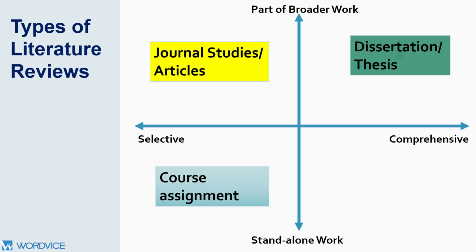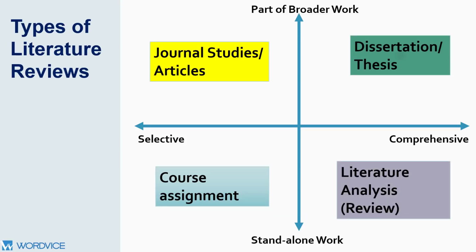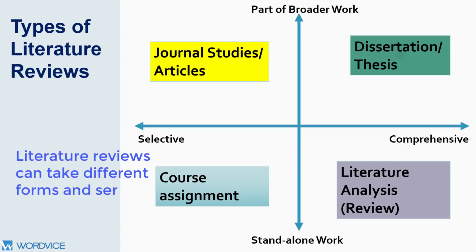A majority of journal articles start with a selective literature review to provide context for research reported in the manuscript, which is the broader work for which the literature gives context. The literature review is often included in the introduction. Some literature reviews are both comprehensive and stand as a separate work. The entire article analyzes the literature on a given topic.